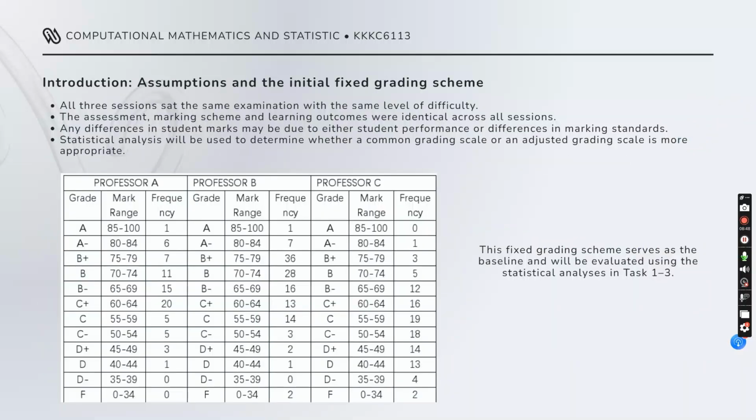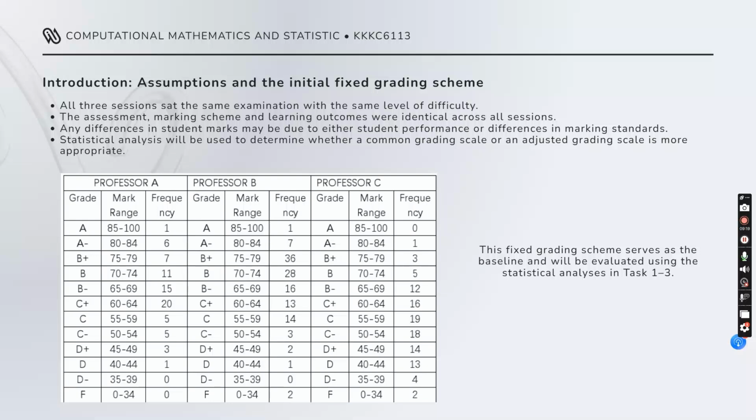Before analyzing the examination results, several assumptions were established to ensure that the comparison among the 3 sections would be meaningful. First, it was assumed that all students complete the same examination paper under the same assessment conditions. This means they answer the same questions, follow the same marking criteria, and were assessed based on the same learning outcomes. Therefore, no section was considered to have taken an easier or more difficult examination.